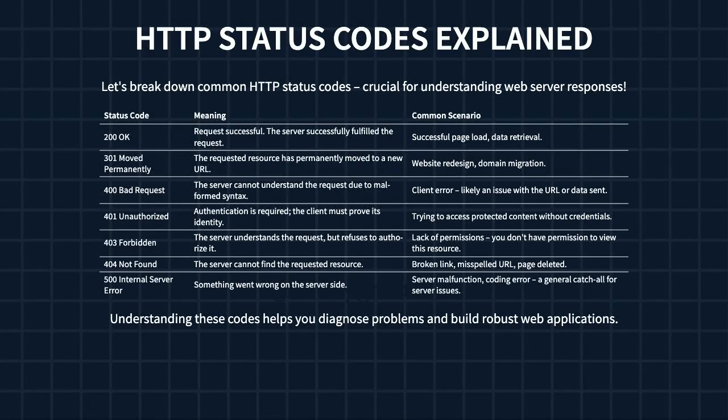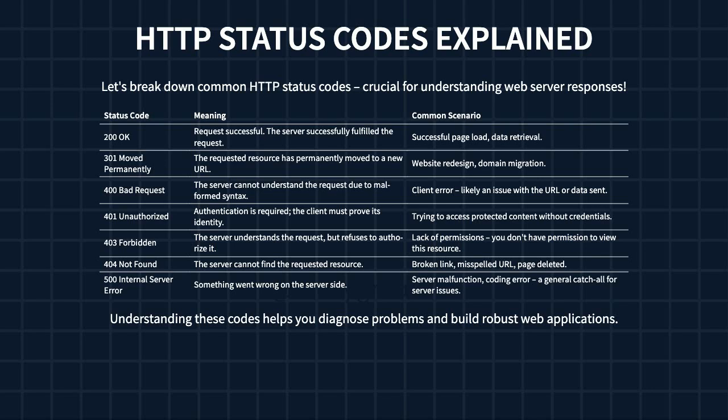Okay, let's talk about HTTP status codes. They're like the server's way of telling you what happened with your request. A 200 OK means everything went smoothly, just as you hoped. A 301 Moved Permanently indicates something has changed and you should update your links accordingly. Then there's a 400 Bad Request. That's usually a problem on your end, like an incorrect URL.